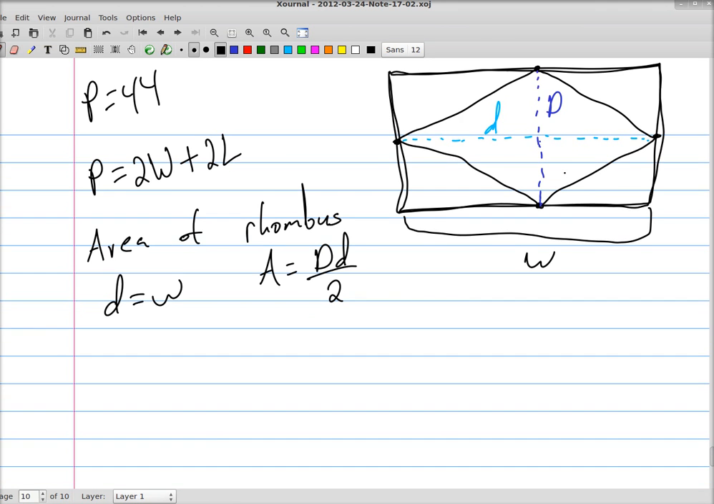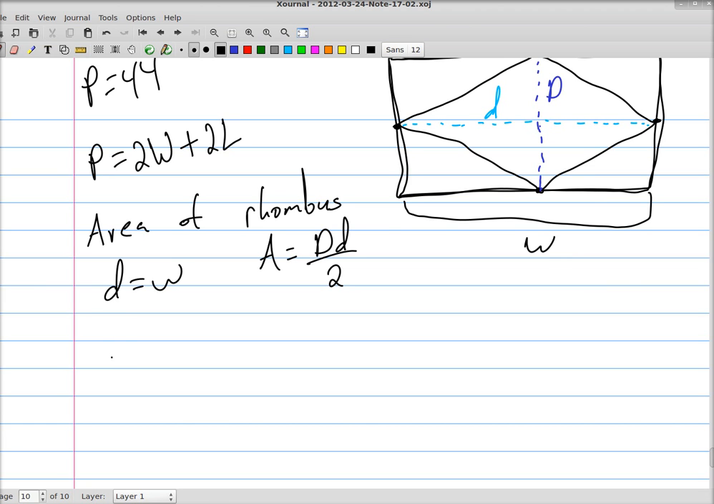Here's how we should approach this problem. The perimeter is 44. And remember, the perimeter is equal to 2w plus 2l, right? So 44 is really equal to 2w plus 2l. Now, it's pretty clear that capital D is equal to L, but whenever we write the area of the rhombus, we can't have any L's in there. Whenever we write the formula that's going to be our answer, we need to have nothing but W's. So in other words, we need to write L in terms of W.